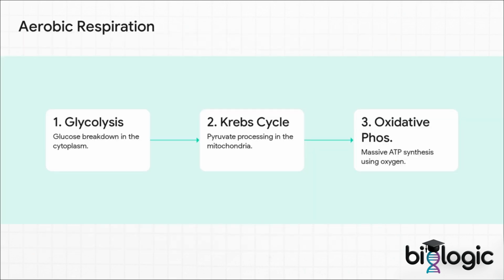Now, turning that one sugar molecule into a big payday of ATP happens in three main stages. You can think of it as a little roadmap for how plants breathe. First is glycolysis, then the Krebs cycle, and finally, oxidative phosphorylation.